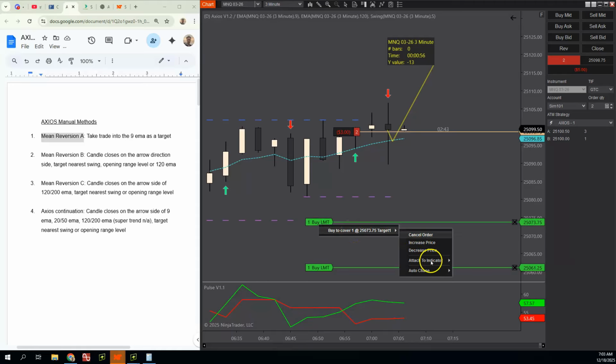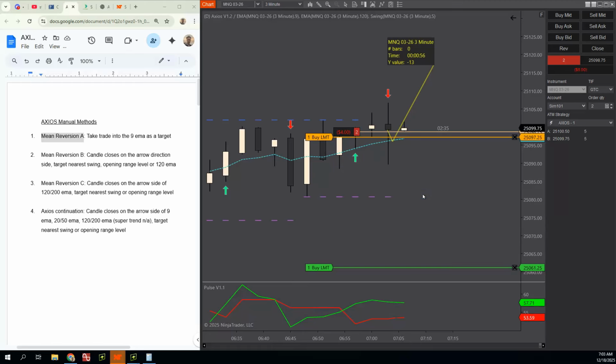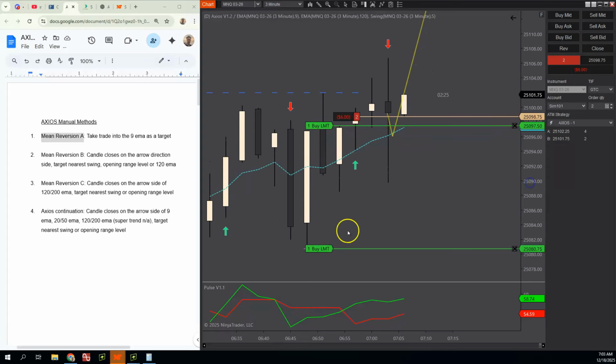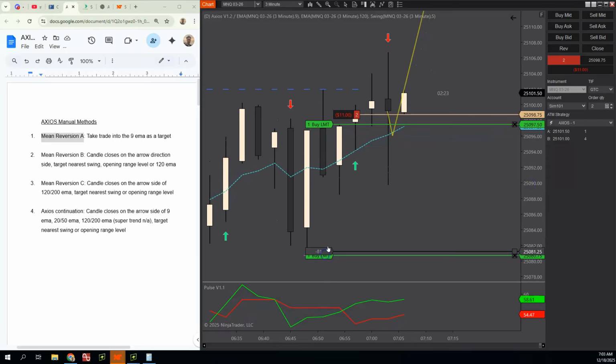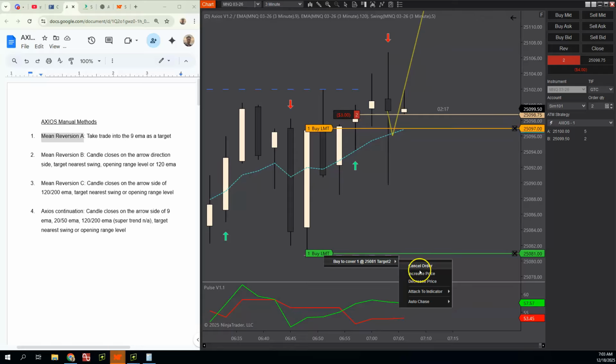Then left click, right click on the order. On the target, attach to indicator, properties, and then we're going to attach it to the 9, and you can give it an offset of like 1 tick if you want. And now you don't even have to mess with it. If you wanted to have the other position, do you see how I just moved it up there? Maybe you want to have the runner down here on this nearest swing, or maybe you want to attach them both to the 9.